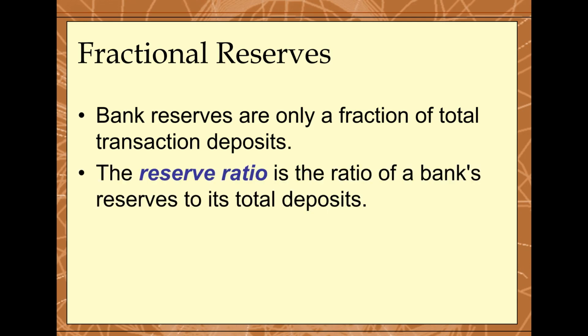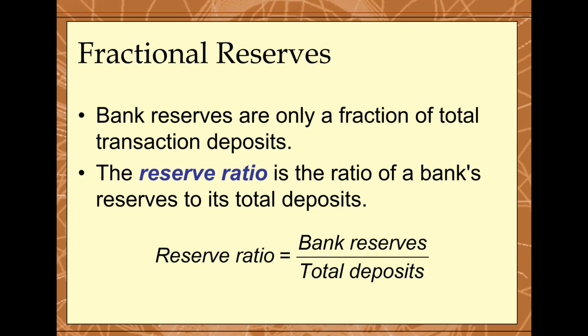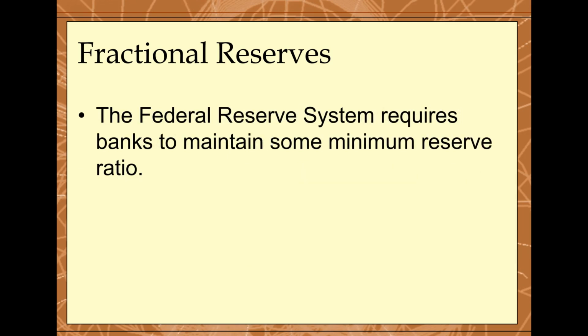Now, the reserve ratio is simply the ratio of the bank's reserves to its total deposits, and we're going to be examining this in a second. And the reserve ratio is simply the bank reserves over total deposits, right? Now, the Fed, or the Federal Reserve System, requires banks to maintain a minimum reserve ratio. This is a fancy way of saying the Federal Reserve will not allow the bank to loan out all of the reserves. They've got to keep some reserves in their vault, or maybe with the Federal Reserve itself. We call these required reserves. Anything above required can be loaned out, and we call those excess reserves.